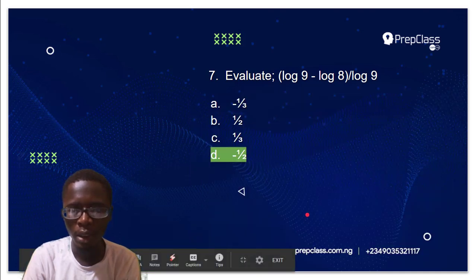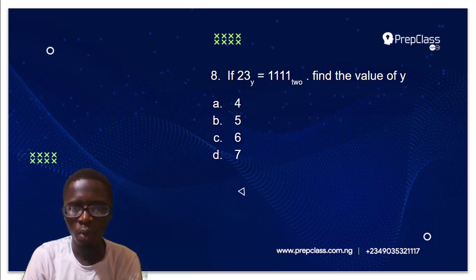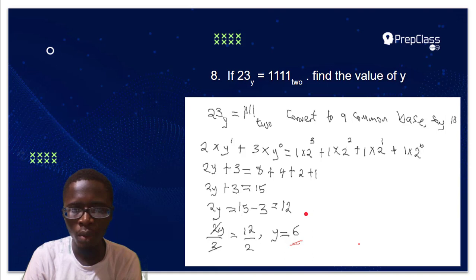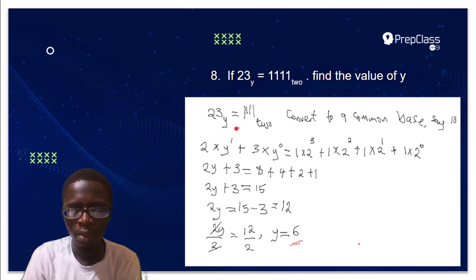This is option D. Question number 8 says, if 23y is equal to 1111 base 2, find the value of y. So here we go. Now we need to convert this and give it a common base, and using base 10 is one of the easier approaches we can apply to this.